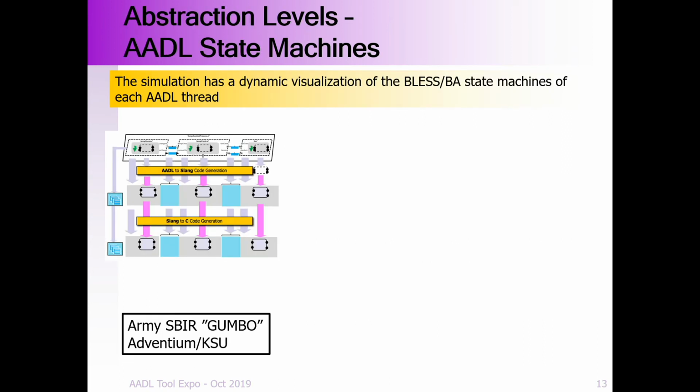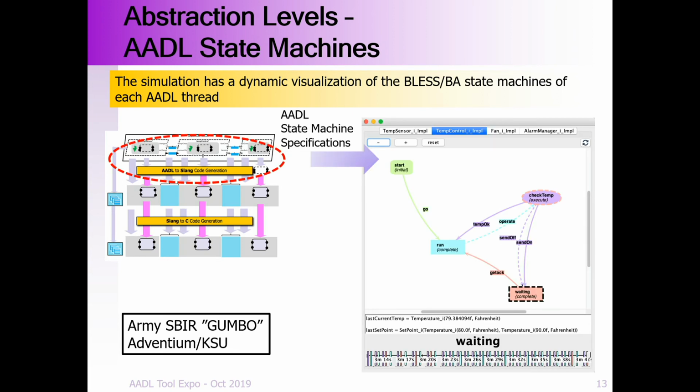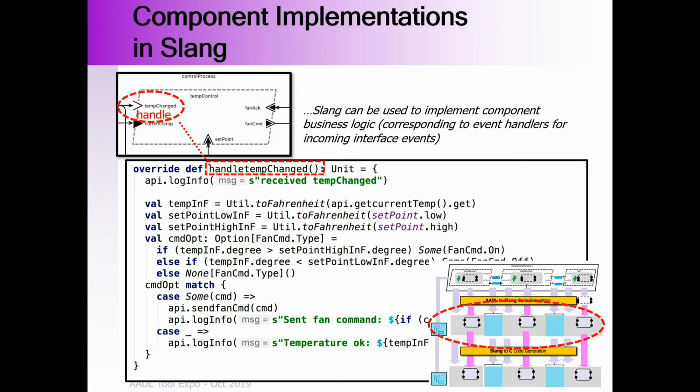Some of the things that we can talk about in the demo: as part of an Army SBIR with Adventium, we developed a framework for simulating BA or BLESS state machines that are part of the AADL standard. You can use the simulation infrastructure provided here in Slang to execute, simulate, and visualize. You can see there's a history scrolling window. You can go back and forward in history and so forth. But then you can leverage this tool chain to actually compile that down to C to get a deployable system if you want to implement some of your components in BA or BLESS.